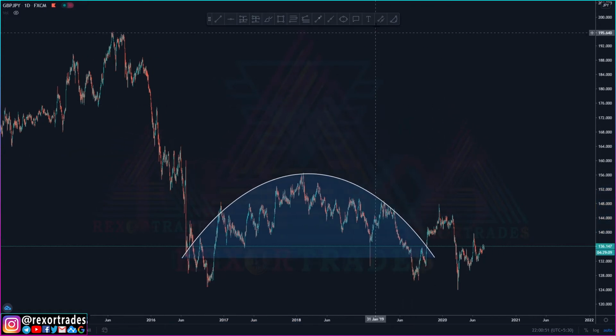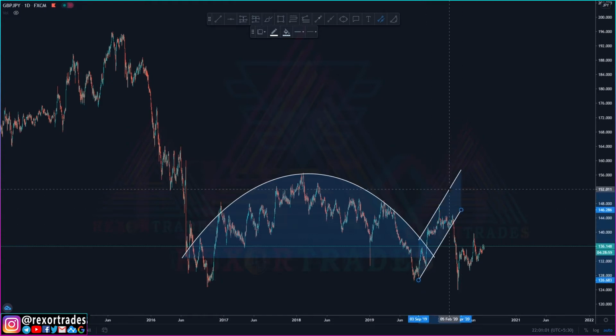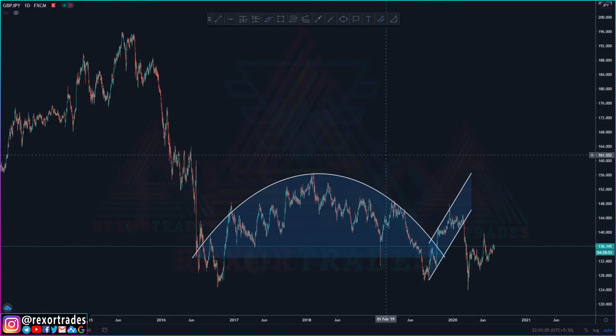Then we're going to draw a trend channel with our parallel channel tool from this point, connecting the lows like this and like this. So you can see the price formed the inverted cup and the handle pattern right here.